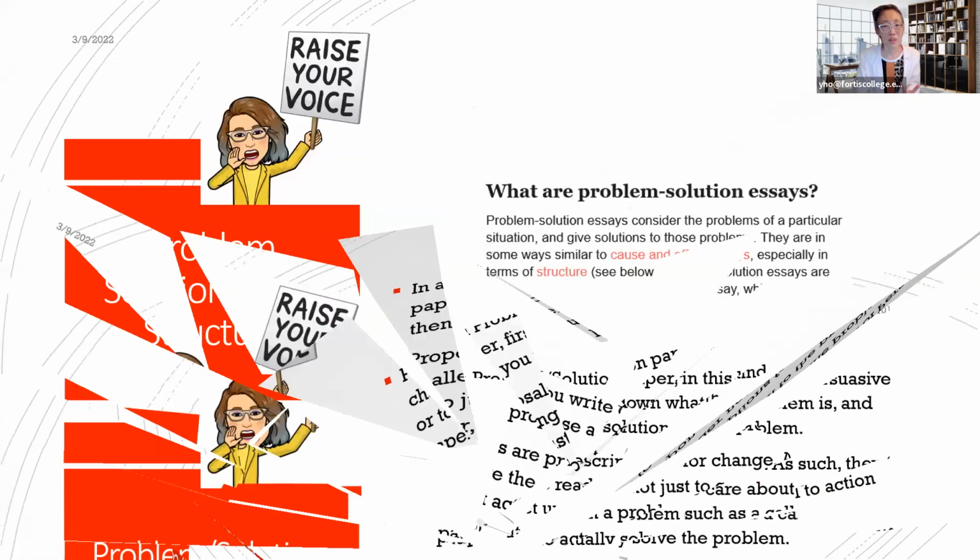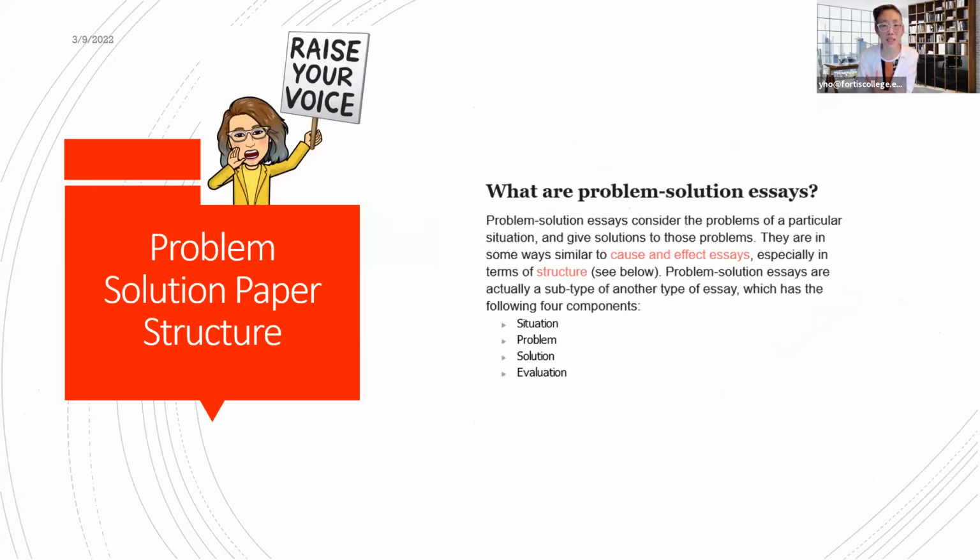And so problem solution. So what are problem solution essays? Problem solution essays consider the problems of a particular situation and give solutions to those problems. They are in some ways similar to the cause and effect essays, especially in terms of structure. Problem solution essays are actually a subtype of another type of essay, which has the following four components. So first, you describe the problem. When you describe the situation of the problem, you describe the problem itself. Then you find a solution and you evaluate the solution.